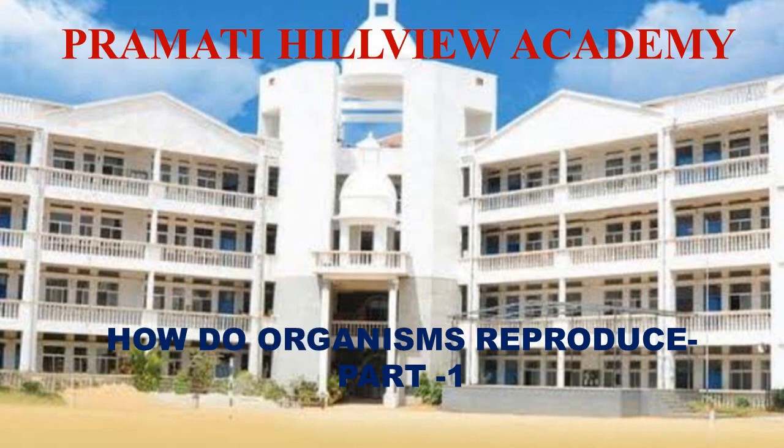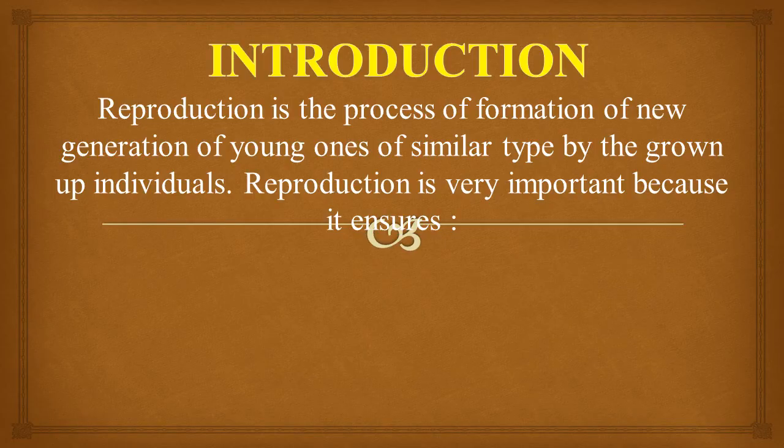So, today we shall move on to the topic, how do organisms reproduce? First of all, we shall see what actually the meaning of reproduction is. Reproduction is nothing but a process of formation of a new generation of young ones of a similar type by the grown-up individuals, which means they are going to produce the same kind of the parent cell.